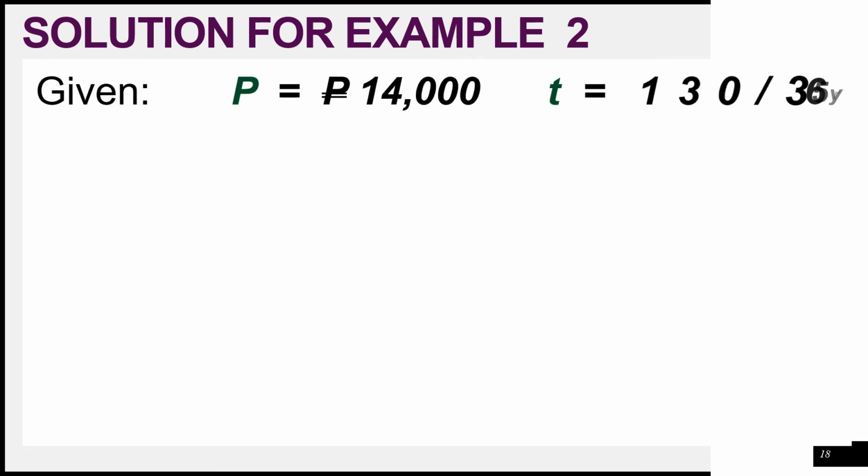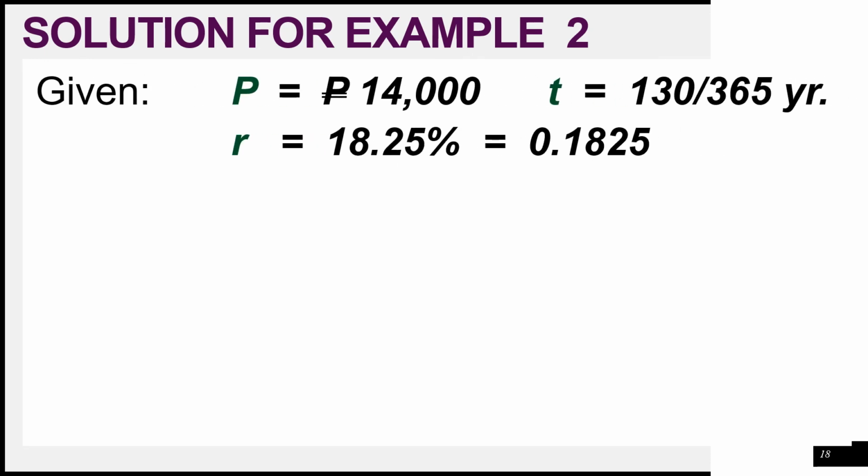Now, here's the solution for example number 2. We have the following data given. Our principal amount is 14,000 pesos. The term for this particular problem is 130 over 365. Again, it's because we are looking for the exact interest. And we have our rate, which is 18.25%, converted to its decimal form, which is 0.1825. Now, let us find the value of the future value.